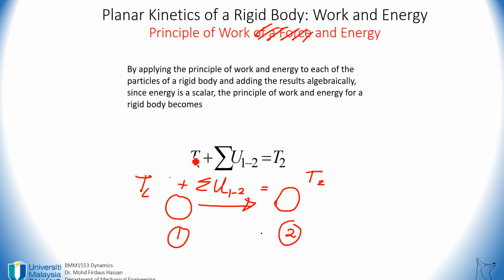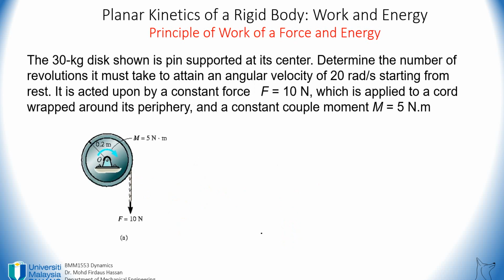Everything on kinetic energy at point 1 is on your left hand side, plus the work done is also on the left hand side. Only the kinetic energy at point 2 is on the right of the equation. That's the principle of work and energy. But we have to understand more about this, so we will discuss by taking one example. If you refer to our textbook on page 464, example 18.2.